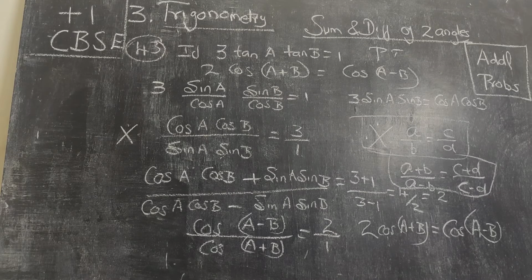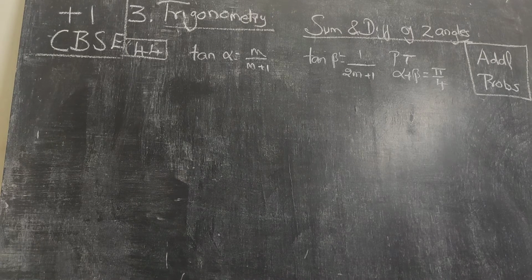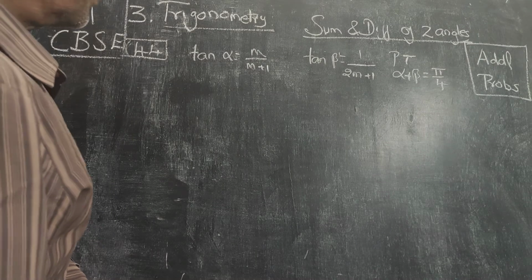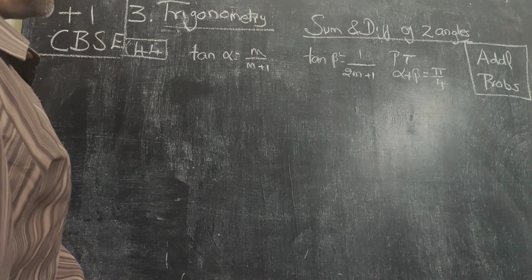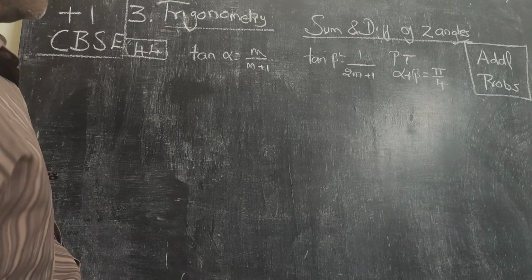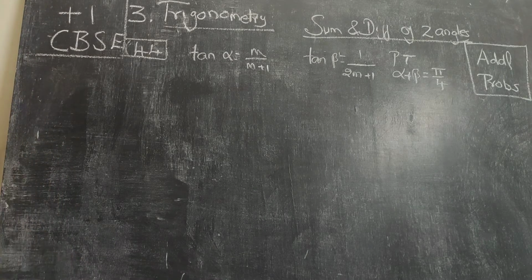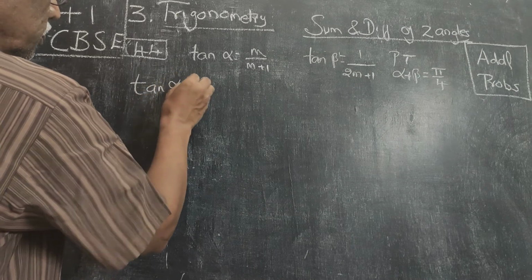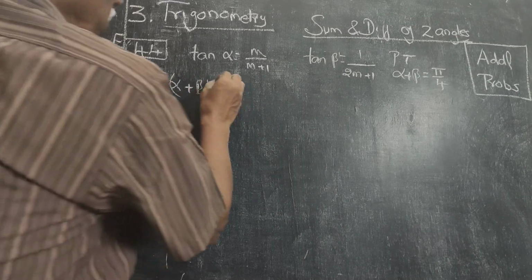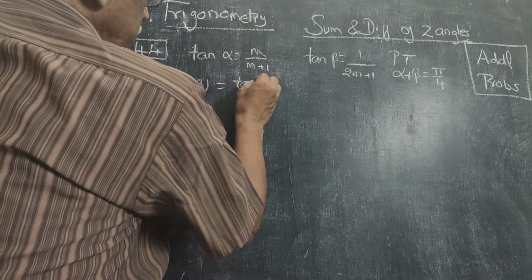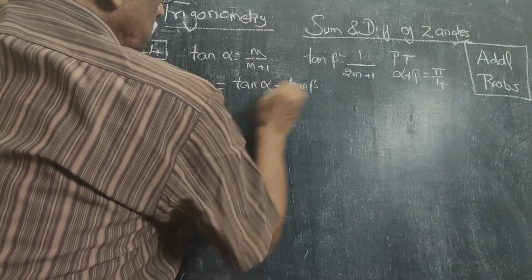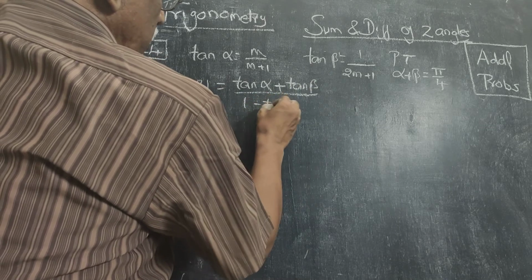Now I go for question number 44. Alpha, beta are acute angles, and also tan alpha equal to this and tan beta equal to 1 by 2m plus 1. You are asked to prove that alpha plus beta equal to pi by 4. And let us go for tan of alpha plus beta. The formula is tan alpha plus tan beta divided by 1 minus tan alpha tan beta.